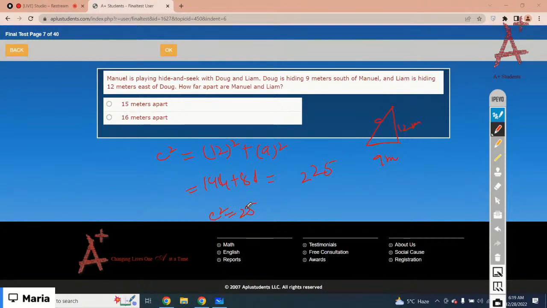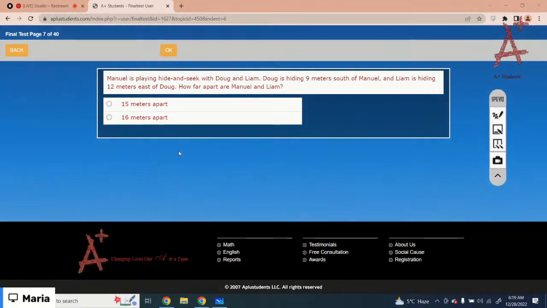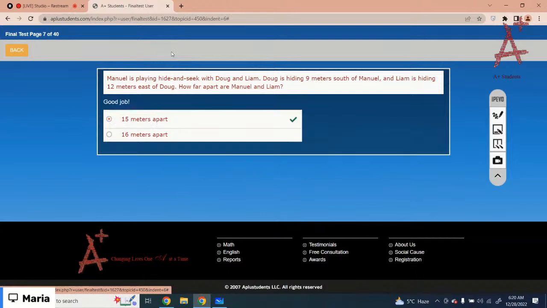That means then C equals square root of 225. Got it? So the correct option is 15, because 225 is the square of 15. Got it? So just select the correct option, then click on the OK button.